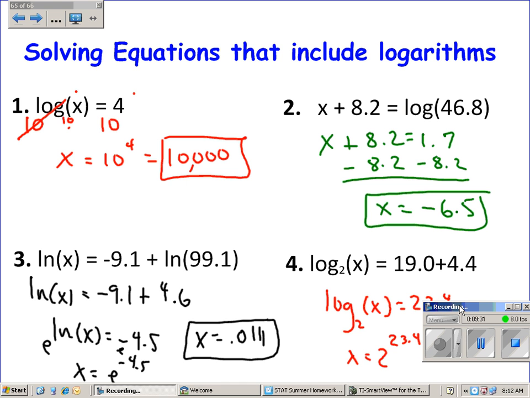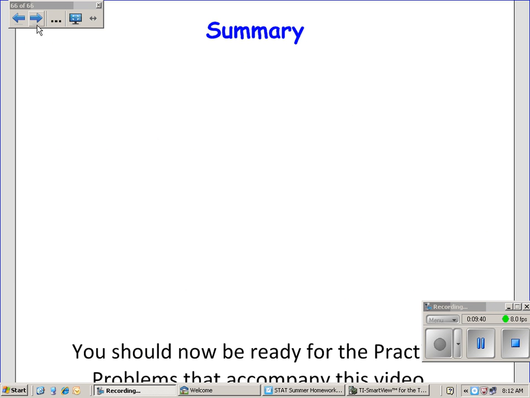Okay, so solving some logarithmic equations, or equations with logarithms in them, will be useful to us next year. Okay, take a second, summarize the ideas in this lesson, write that in your notes, and then go ahead and try the practice problems dealing with logarithms.